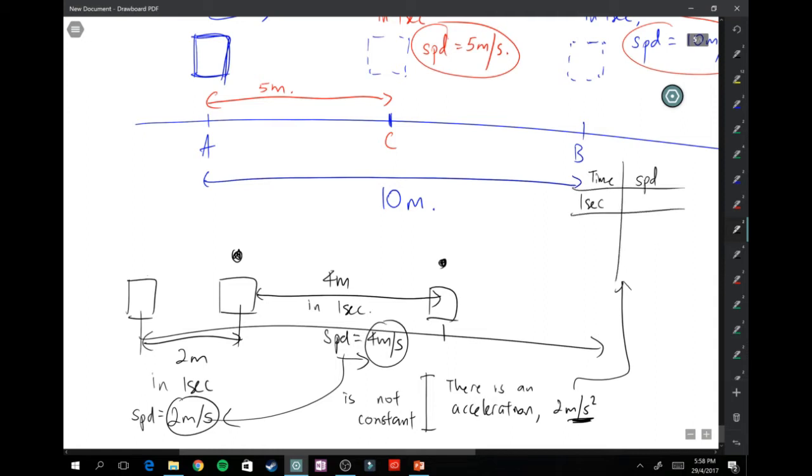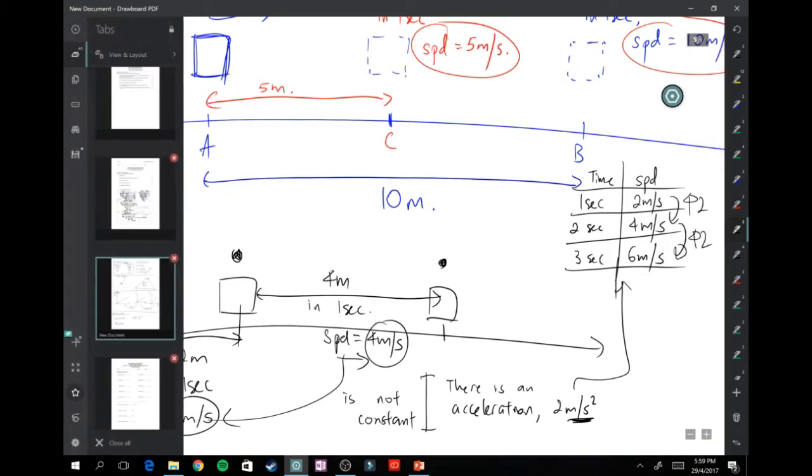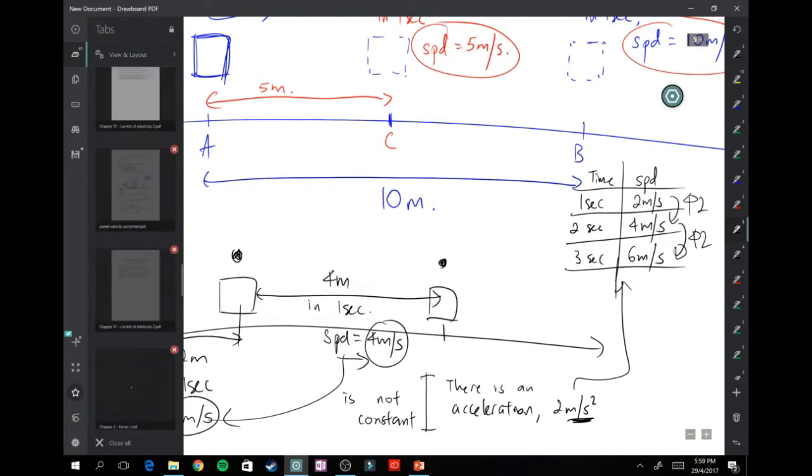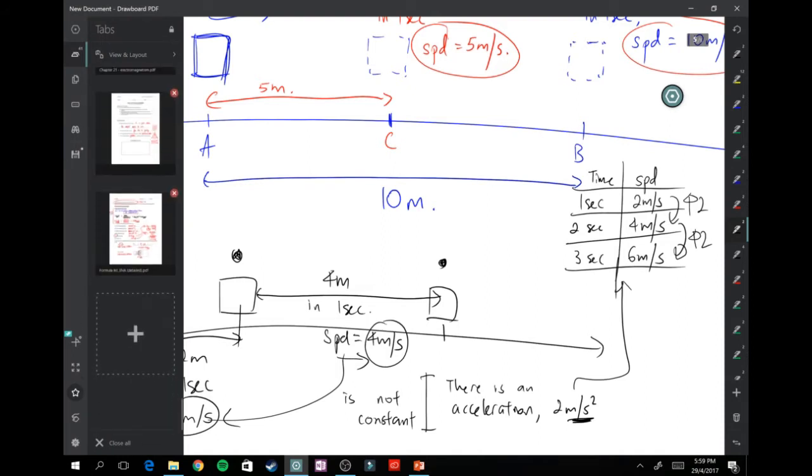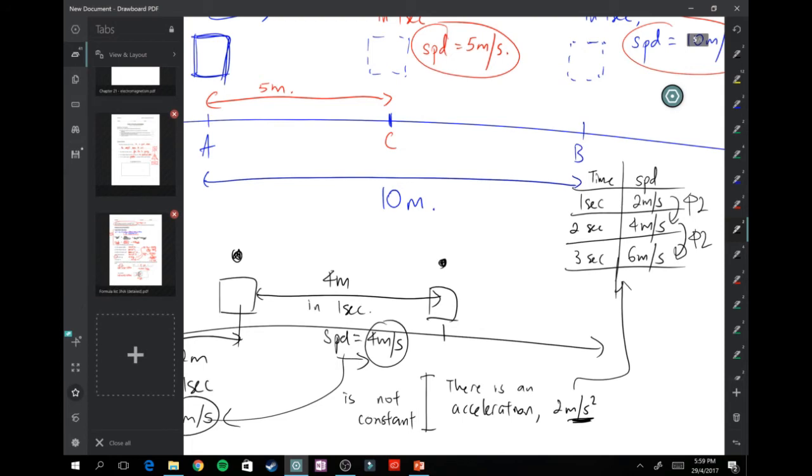Okay, in 1 second, the speed may be 2 meters per second. At the second second, the speed will be 4 meters per second. And at the third second, the speed will be 6 meters per second. So you realize that it increases by 2 here and increases by 2 here. So that is the idea of acceleration, and please, I want you all to understand the main difference between speed and acceleration, because some of you are confused between these two.